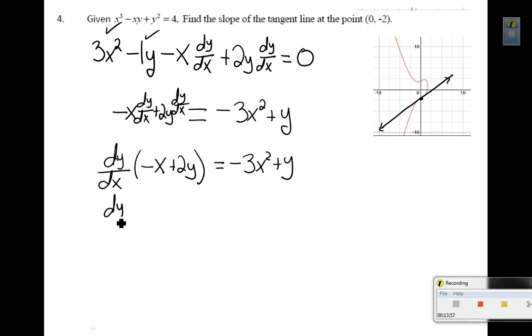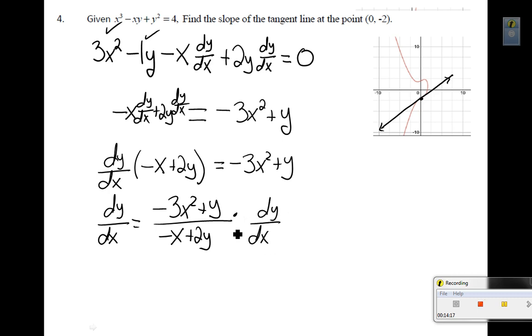To bring this thing home, I'm going to divide both sides by the opposite of x plus 2y. So I've got negative 3x squared plus y all over the opposite of x plus 2y. And then to find the slope, dy/dx at the point 0, negative 2, when I plug those numbers in, I wound up getting 1/2. You're good with the calculator, so you can run those through also. So there's my number 4.